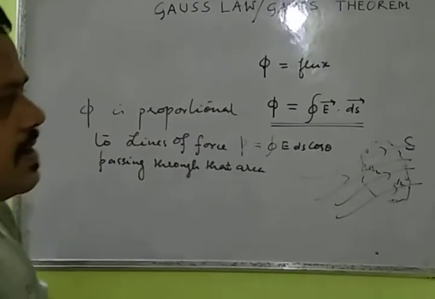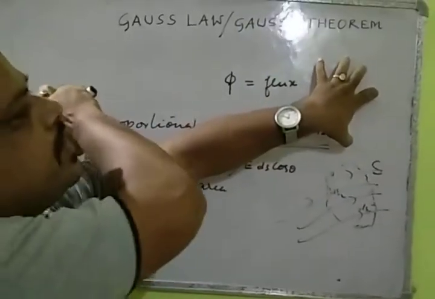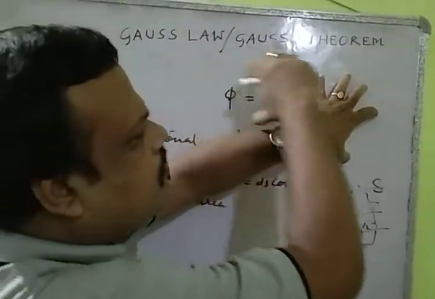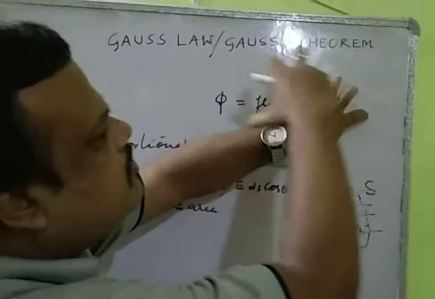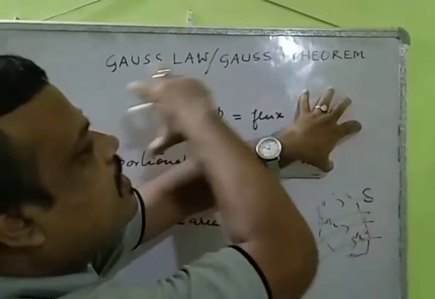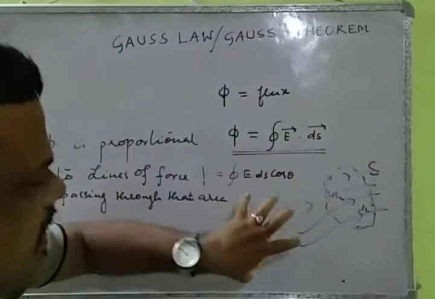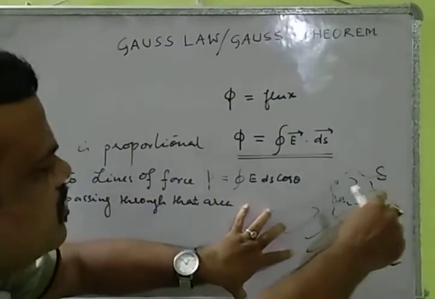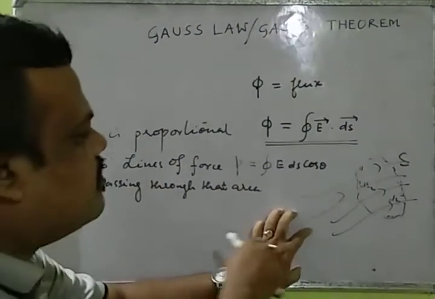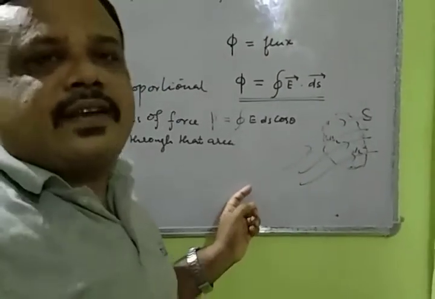If there is a surface and many lines of force pass through it, we can say the flux is very high. If very few lines of force pass through it, we can say the flux is lesser.